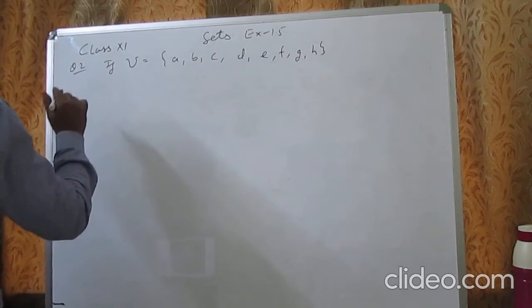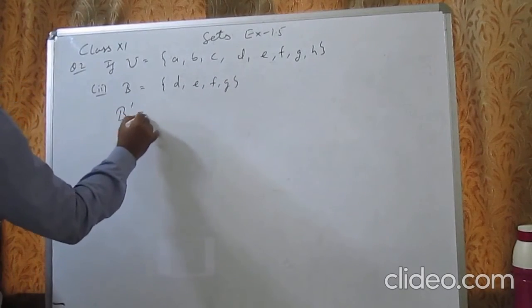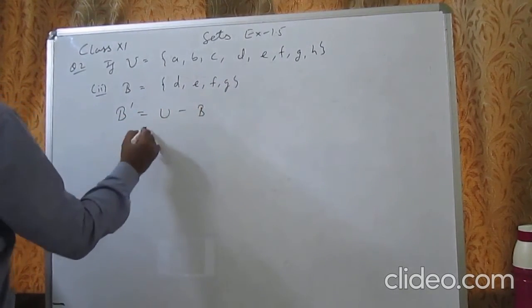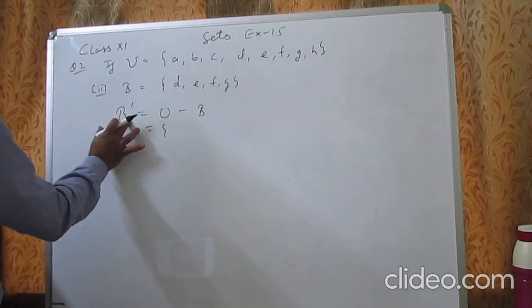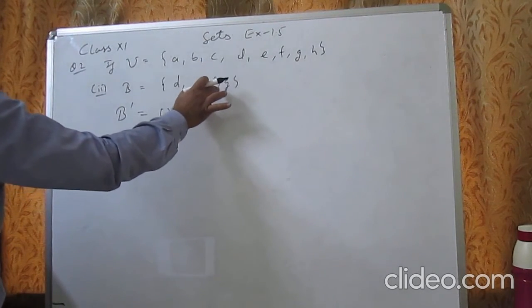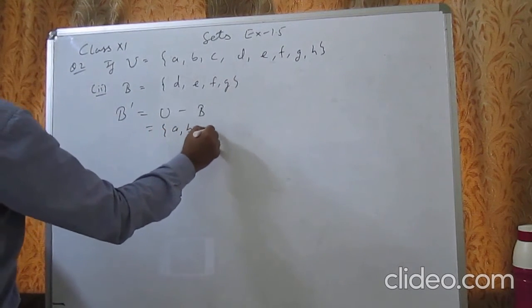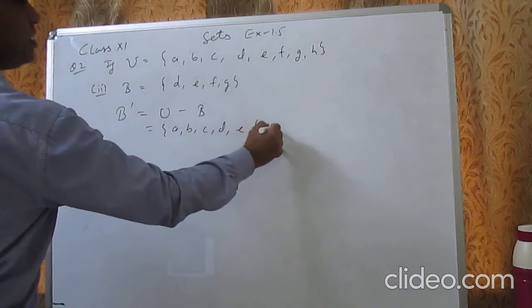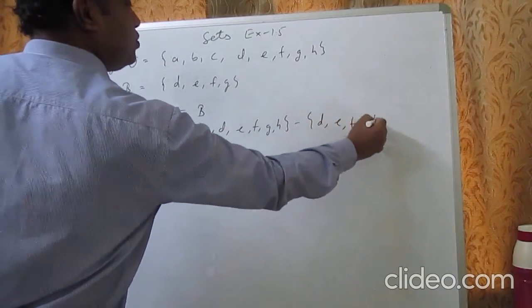So I will take second part. What is the complement of B? B set is given to you, D E F G. So what is B dash? U minus B, universal set minus B. जो complement होंगे उसमें कौन से एलिमेंट होंगे? केवल यूनिवर्सल सेट के एलिमेंट्स होंगे, और वो एलिमेंट्स होंगे जो B के एलिमेंट को छोड़ के. See here, A B C D E F G H minus D E F G.